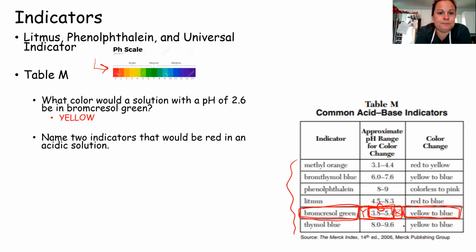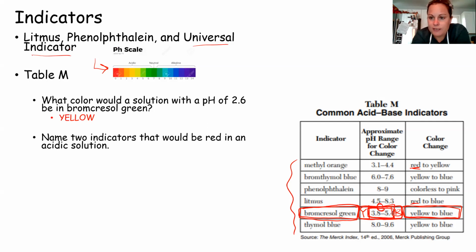Let's try another one. This time I want you to name 2 indicators that would be red in an acidic solution. So the first thing you need to know is that acids have pH levels of less than 7, because 7 is neutral. Next, you want to look at any indicators that would be red at all. I see methyl orange is red. I see litmus is capable of being red. And then let's not forget about our good friend universal indicator can also be red.